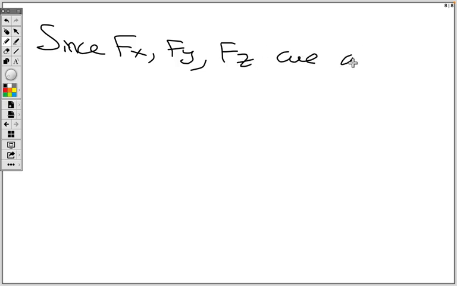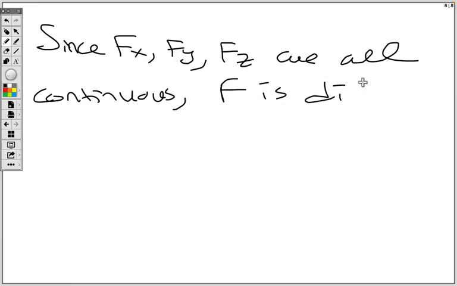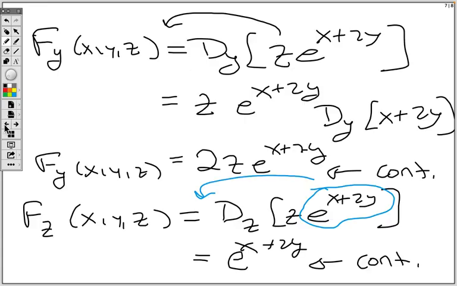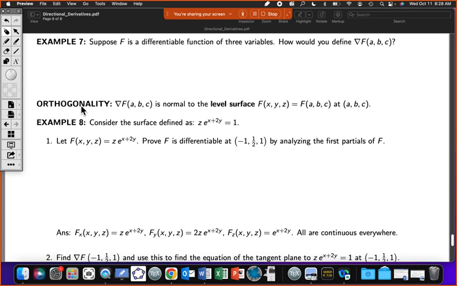And so since fx, fy, and fz are all continuous, f is differentiable. And now the fact that f is differentiable, that unlocks all the properties of local linearity and gradients that we had back in two variables. All right, so that's number one.